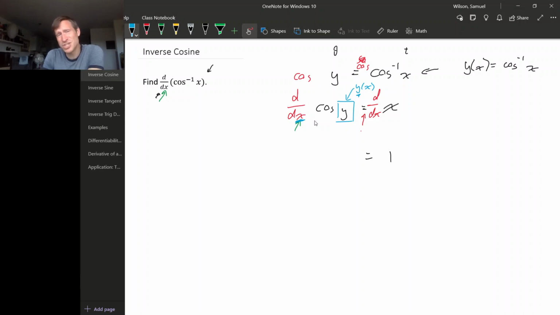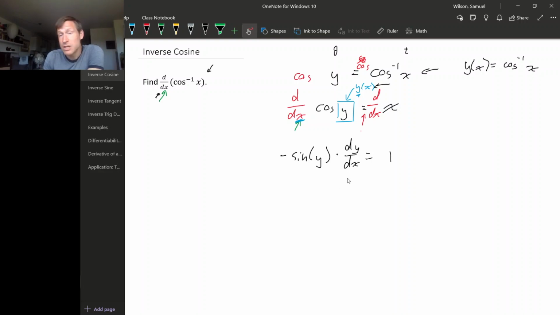So we have to use the chain rule to calculate its derivative. Chain rule says take the derivative of the outside. So the derivative of cosine is minus sine, and then we put the old inside into there, that's y, and then we multiply by the derivative of the inside. Well, remember, the inside is y, and the derivative of y with respect to x, that's called dy/dx.